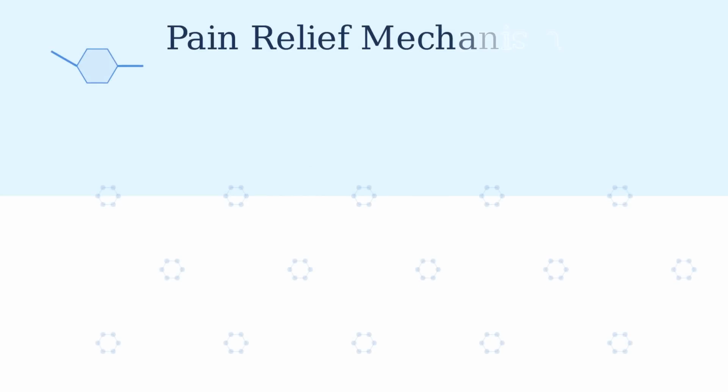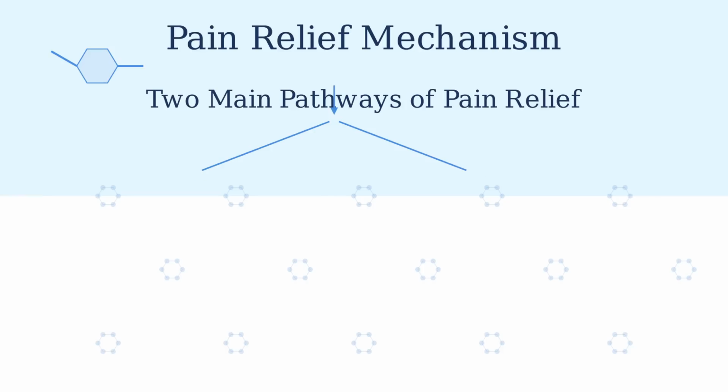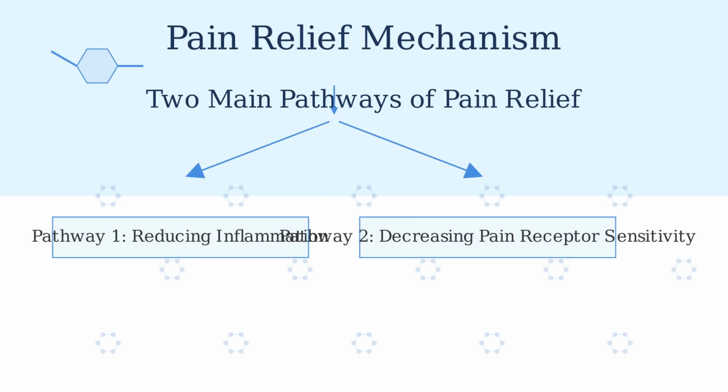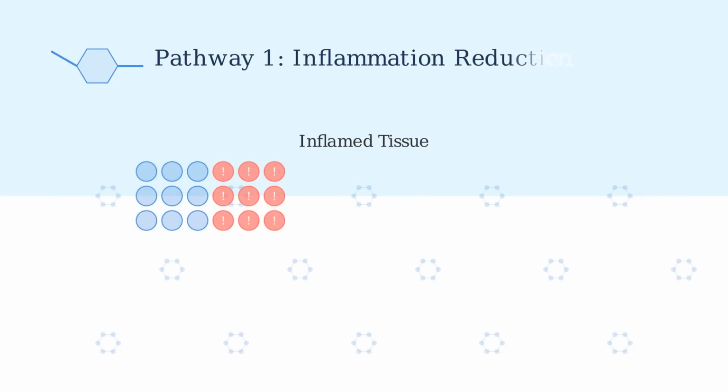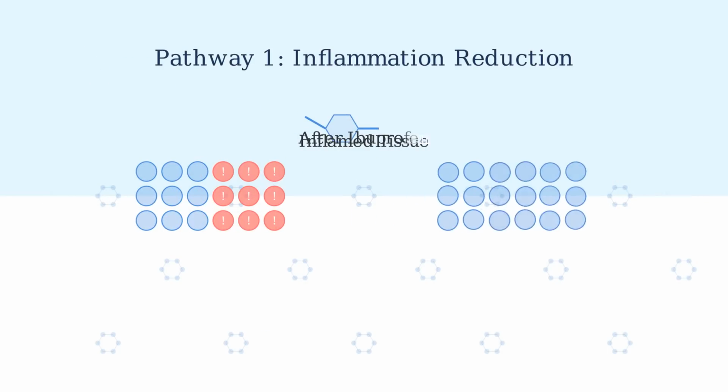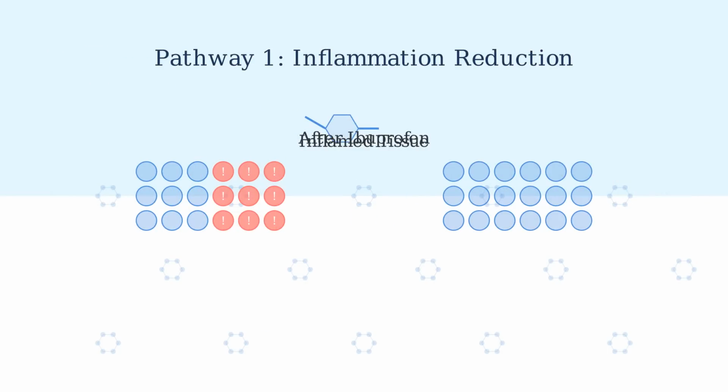Ibuprofen relieves pain through two main pathways. The first pathway involves reducing inflammation at the source of pain. The second pathway decreases the sensitivity of pain receptors. In many conditions, inflammation is the primary source of pain. By inhibiting COX enzymes, ibuprofen reduces prostaglandin production, which decreases inflammation and subsequently reduces pain.